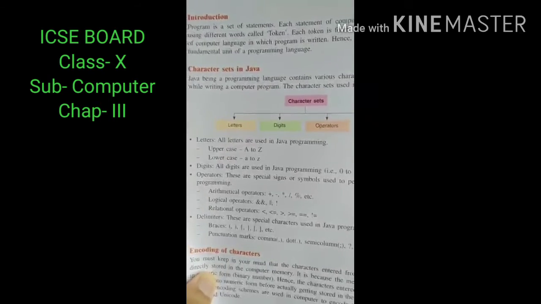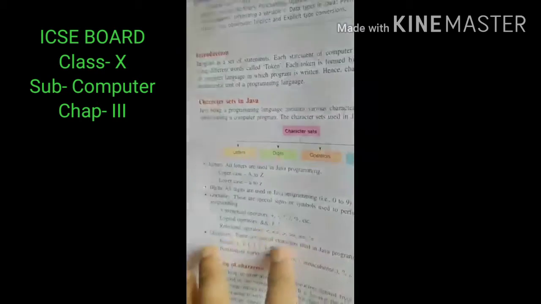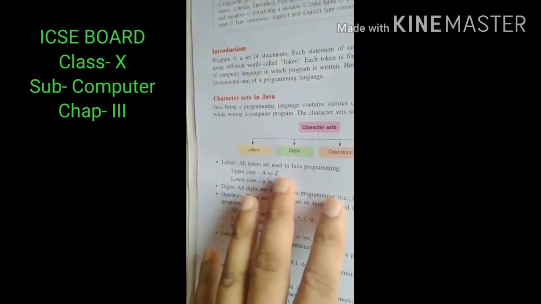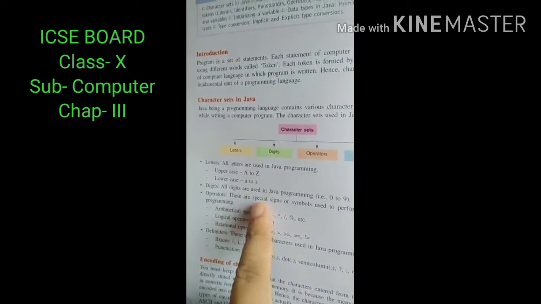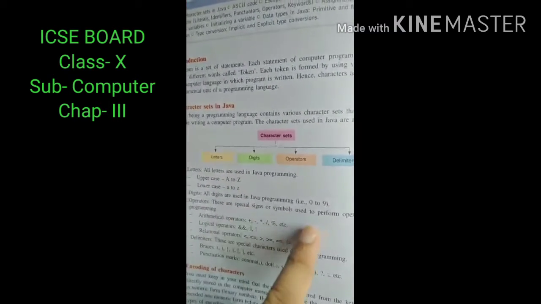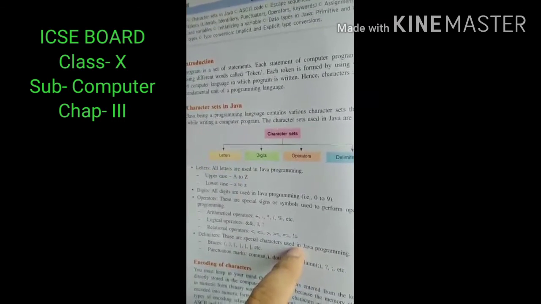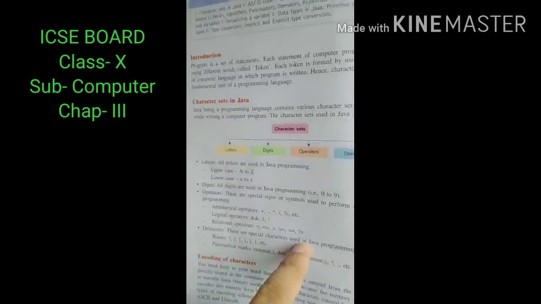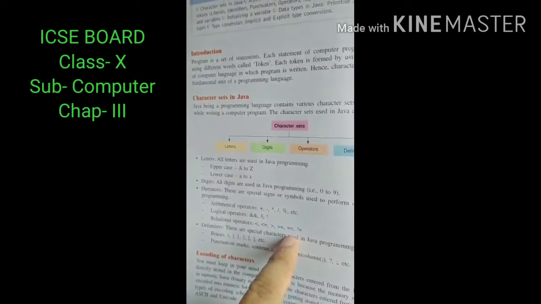So, letters: uppercase letters and lowercase letters. We have uppercase letters A to Z, lowercase letters a to z, and digits 0 to 9. Operators we have plus, minus, and operators we have three types: arithmetical operators, logical operators, and relational operators.